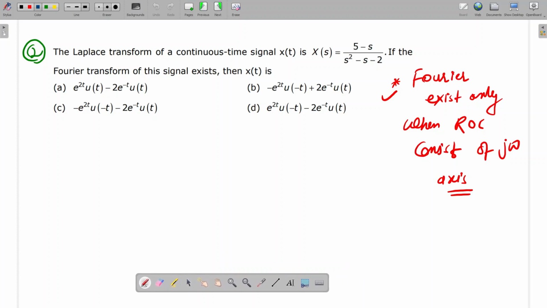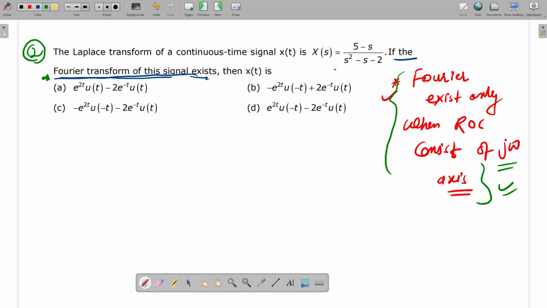If the Fourier transform of the signal exists, this one term they have given. What is the meaning of this term? If our Laplace transform ROC consists of the j omega axis, then only the Fourier transform of that signal exists. This is the rule. So if the Fourier transform exists, the ROC should consist of the j omega axis.